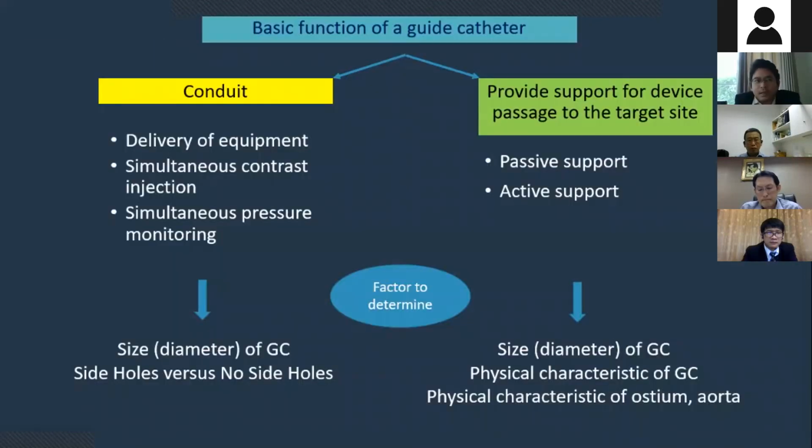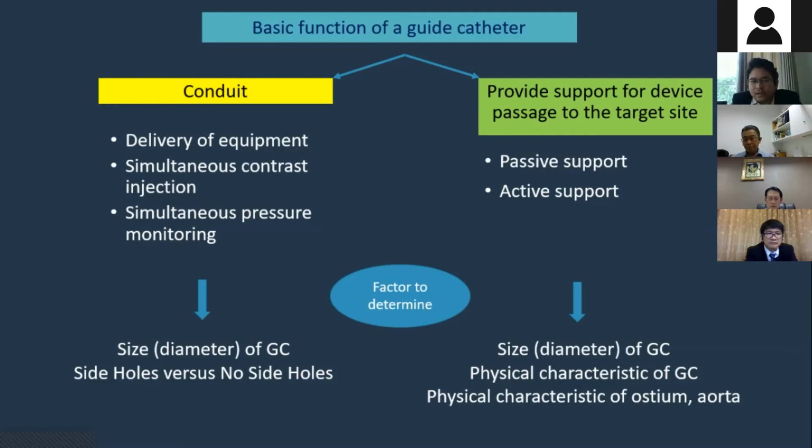So I want to summarize my perspective from this case. The basic function of the guiding catheter is to provide a conduit for the delivery of the equipment with simultaneous contrast injection and pressure monitoring. This depends on the size of the guiding catheter and the side hole versus no side hole of the catheter. The second function is to provide the support for the device passage to the target site.